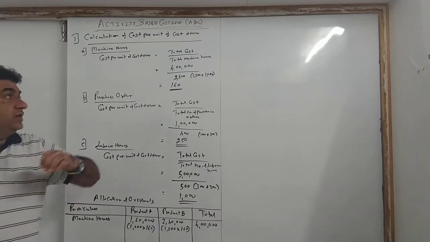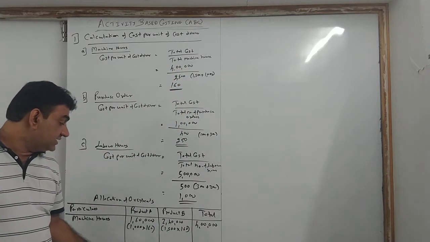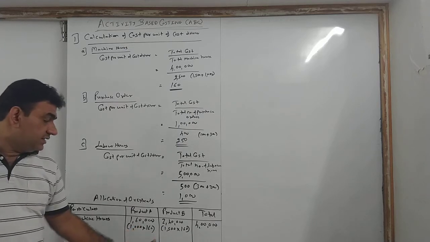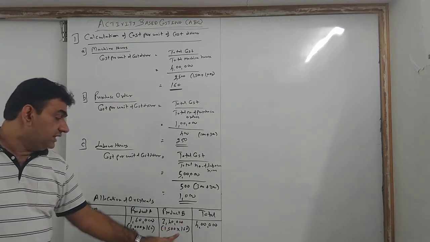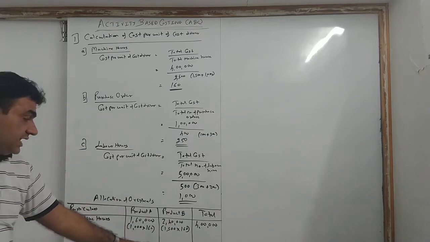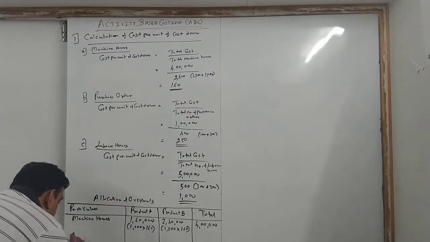So listen, my total of 4 lakh, the segregation of that 4 lakh is 1,60,000 for A and 2,40,000 for B. Okay? Next, purchase order.